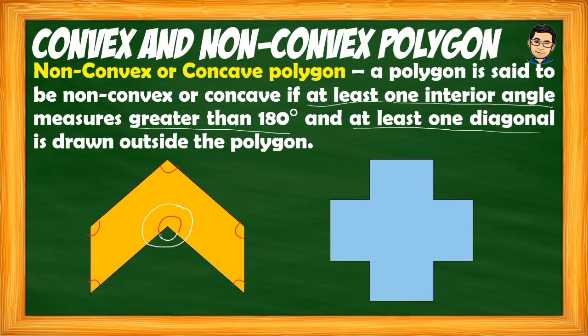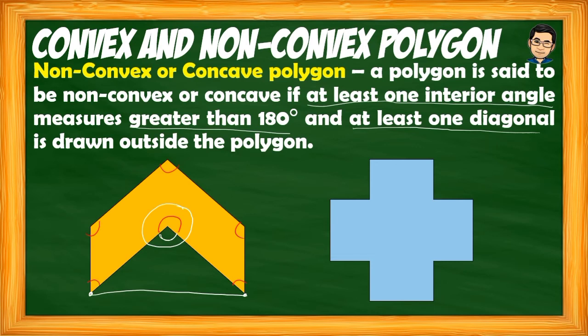And then, at least one diagonal is drawn outside the polygon. So, nasan yung diagonal na pwede nating i-draw outside? Ito po, from this point and this point, i-connect natin yan. And that is a diagonal. So, it is a diagonal. However, it is drawn outside the polygon, sa labas po, hindi sa loob.